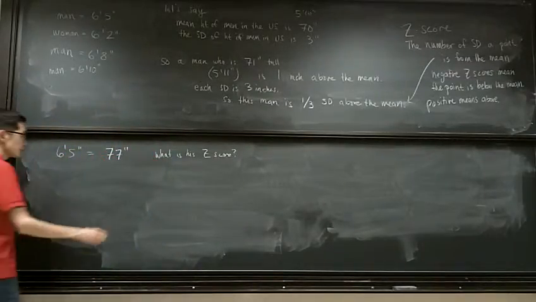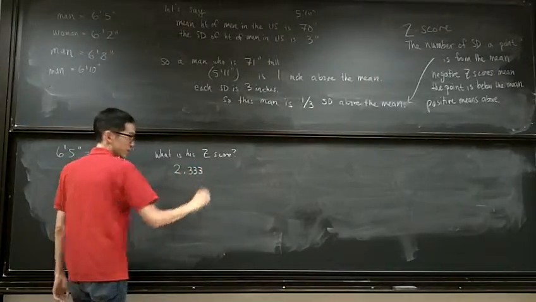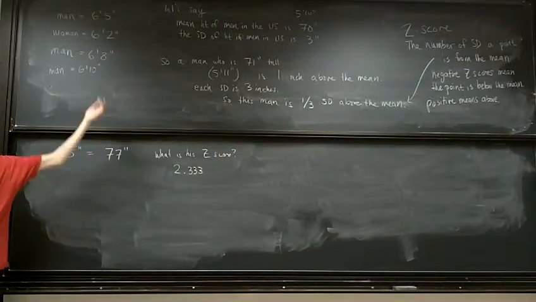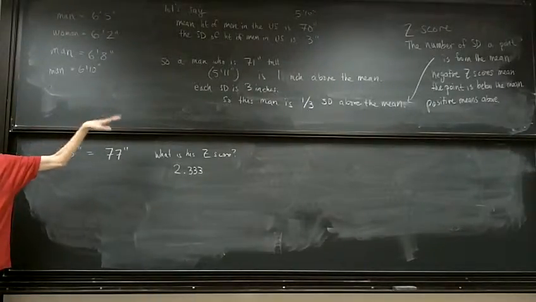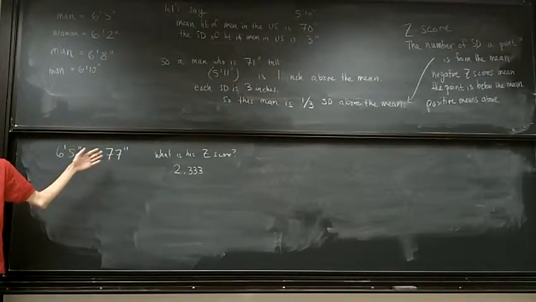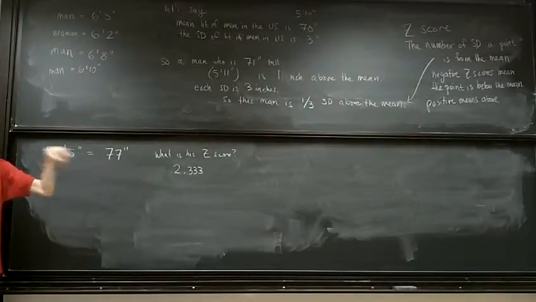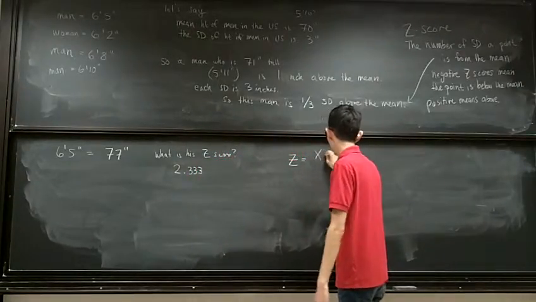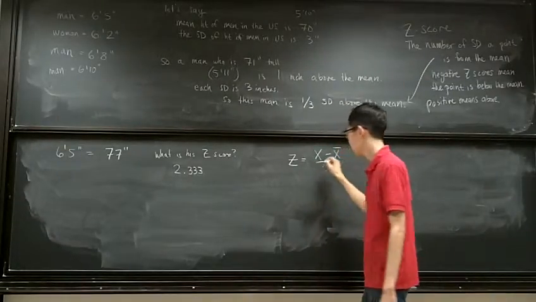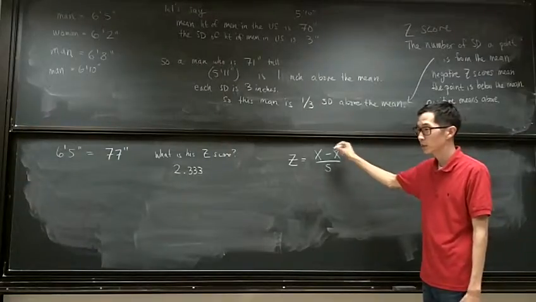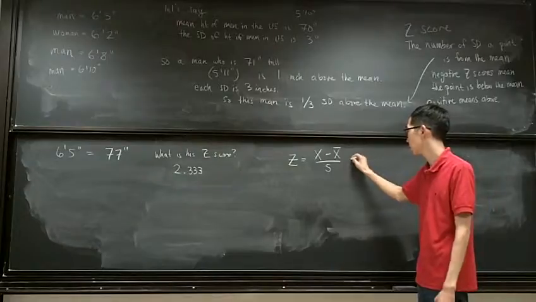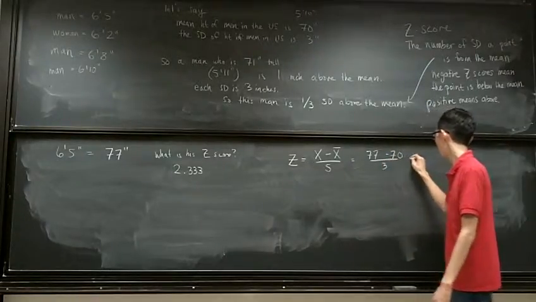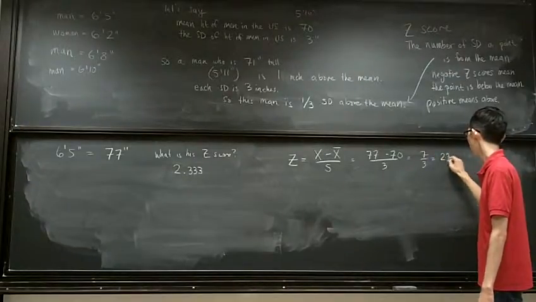Two and a third. His z-score is 2.333, or whatever. Okay, how did we get that? Well, we said 77 inches is 7 inches above the mean. Each standard deviation is 3 inches. So I do 7 divided by 3, and I get 2.333. So a formula that we can use, and I didn't want to reveal this too early because people might use this as a crutch, is we take the data point, we subtract off the mean, and we take that distance and divide by the standard deviation. So in our case, we do 77 minus 70 divided by 3, and I get 7 over 3, 2.333.